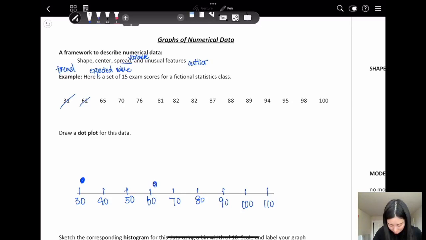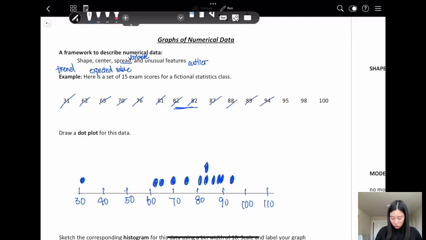62 and 65, 70, 76, 81, 82. So now we have another 82. What you would do is you stack 82, 87, 88, and 89, 94, 95, 98, and 100. So here's a dot plot.